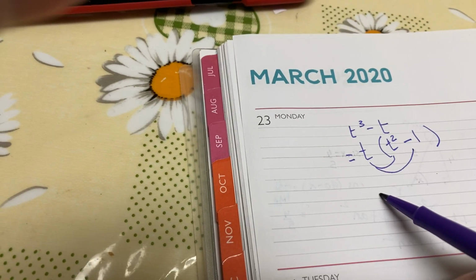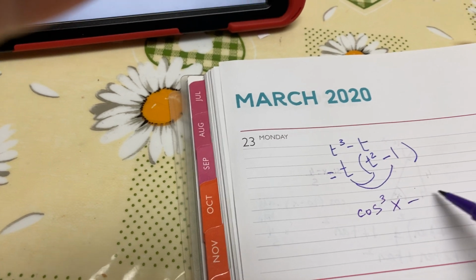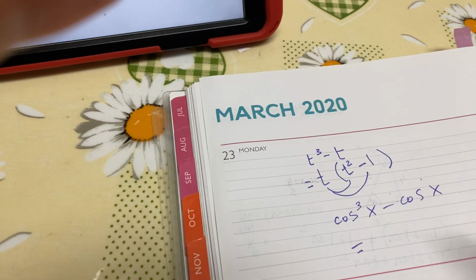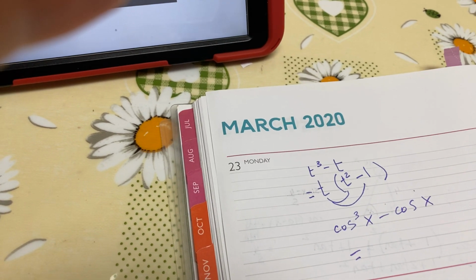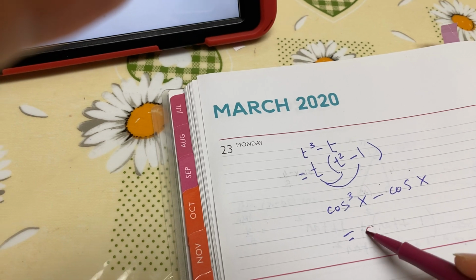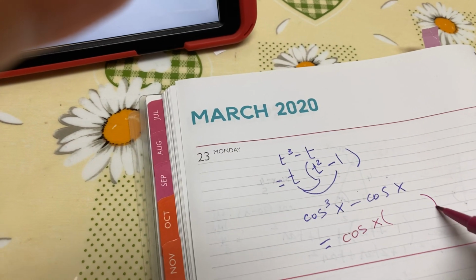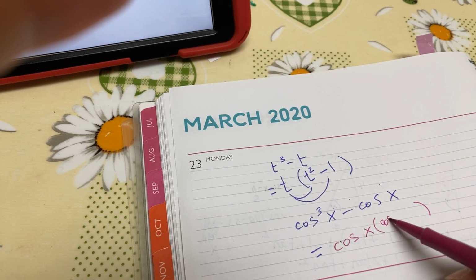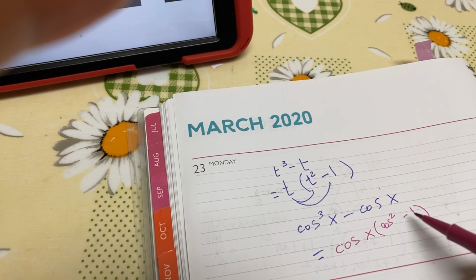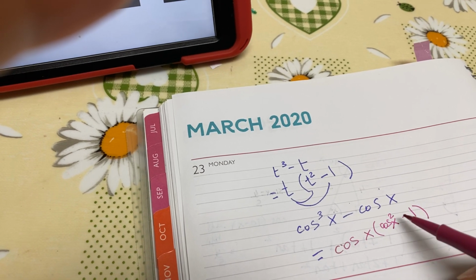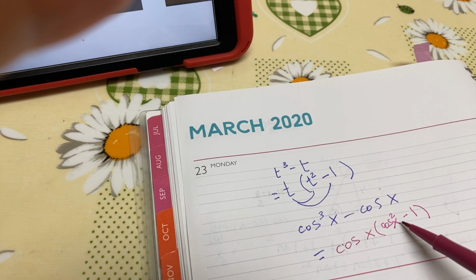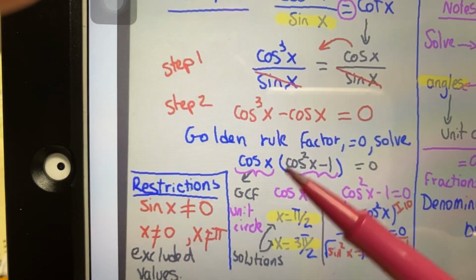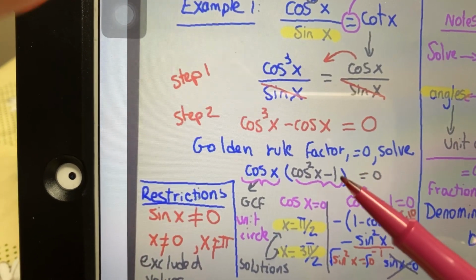Similarly, when you have a trig equation, cosine cubed minus cosine, the common factor is cosine. And what's left inside is as if cosine is the t. So it's cosine squared minus 1. And the cosine squared of x, of course. Every trig function has an input. This is where I came up with cosine x, which is the greatest common factor, times parentheses cosine squared minus 1.